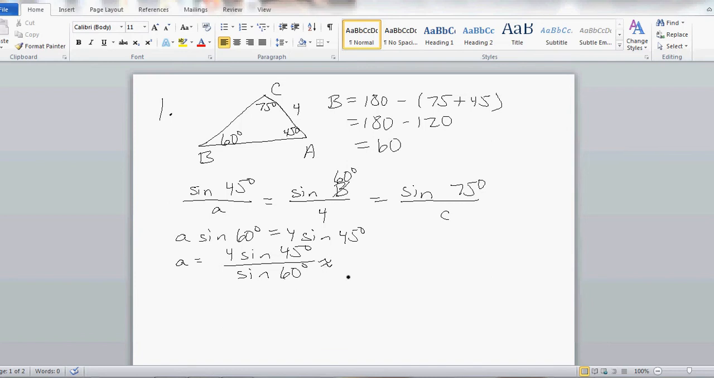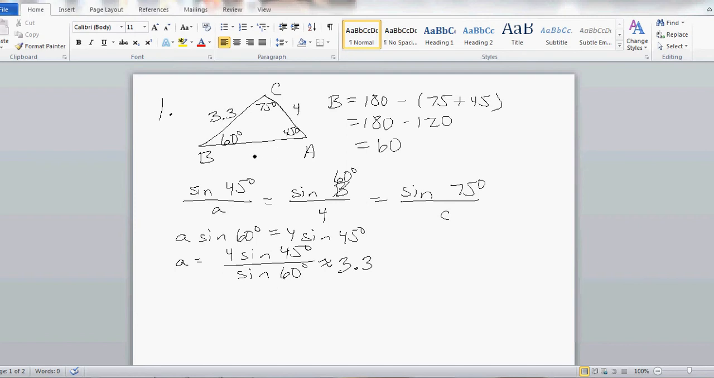And do an approximation. Now when we do this, the general rule is this: round all angles to the nearest degree and round all sides to one decimal position further than the most precise one that's given. So here we have 4. There's 0 decimal places, so we're going to round 1 beyond that to 1 decimal place. And so we just do 4 sine of 45 degrees divided by the sine of 60 degrees, and we get 3.3 as an approximation. And so we'll just put that in our triangle, 3.3.